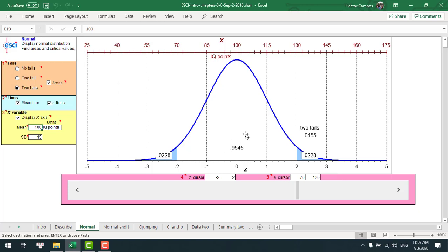So between -2 standard deviations and 2 standard deviations, notice that now we have an area here of 95.45%. So that would mean that we have about 95.45% of the data in that area.